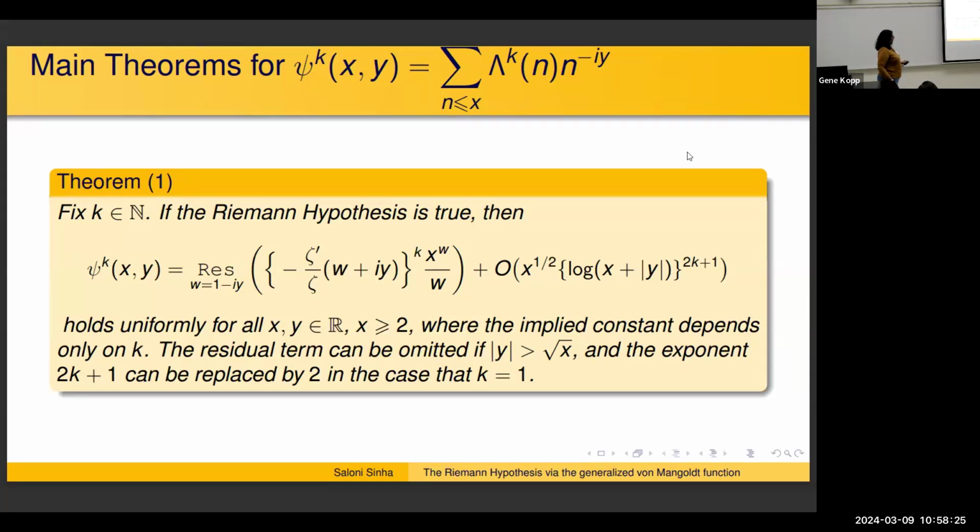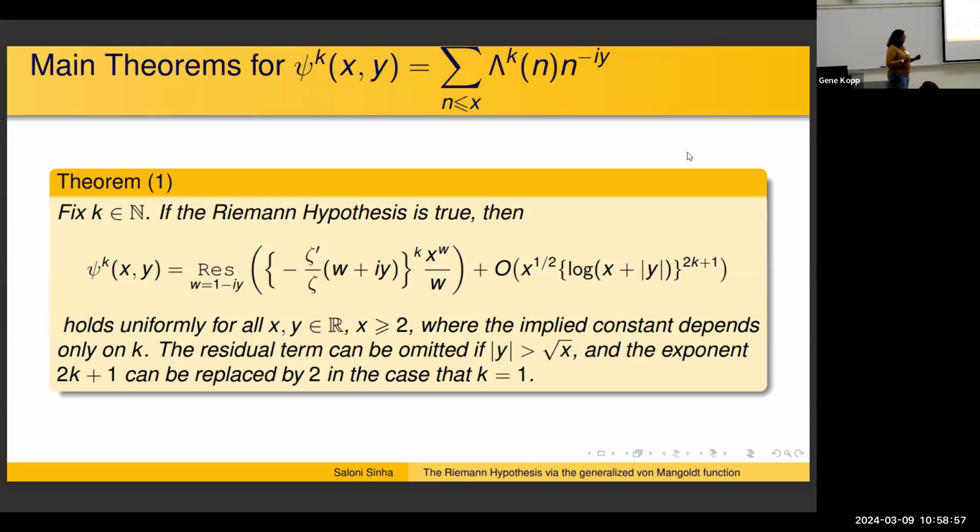So we have this main term, which is associated with the Dirichlet series corresponding to lambda power k. So you get some sort of residue here, and then you get an error term of x to the 1/2 times log x plus absolute value of y to the power 2k plus 1. And this holds uniformly for all x, y, and r. So it's not restricted in that sense. x is bigger than or equal to 2. The implied constants only depend on k.